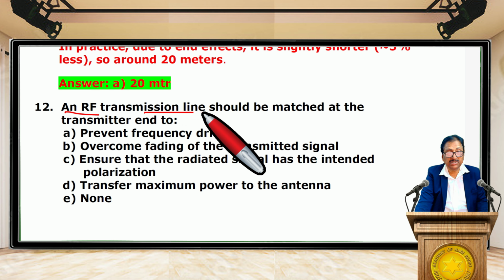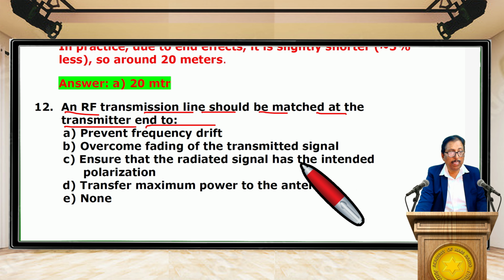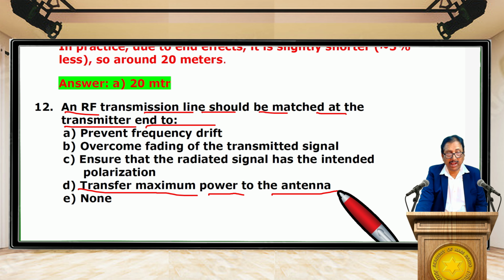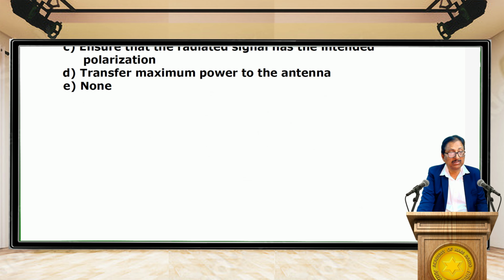An RF transmission line should be matched at the transmitter end to transfer maximum power to the antenna. If the antenna is not matched, there will not be transfer of maximum power to the antenna. Delta is the correct option.